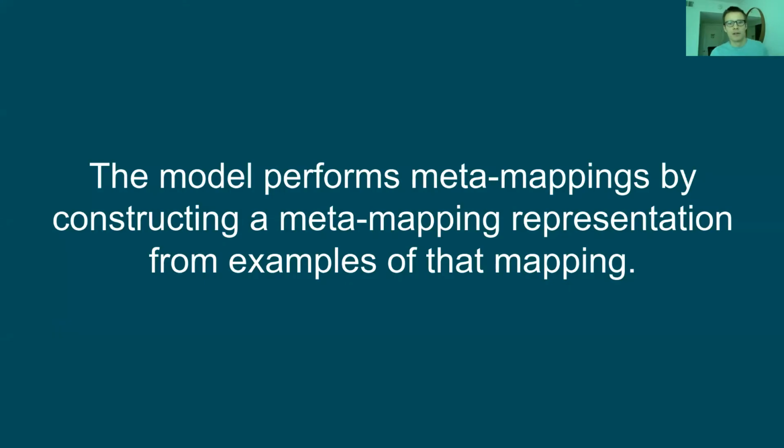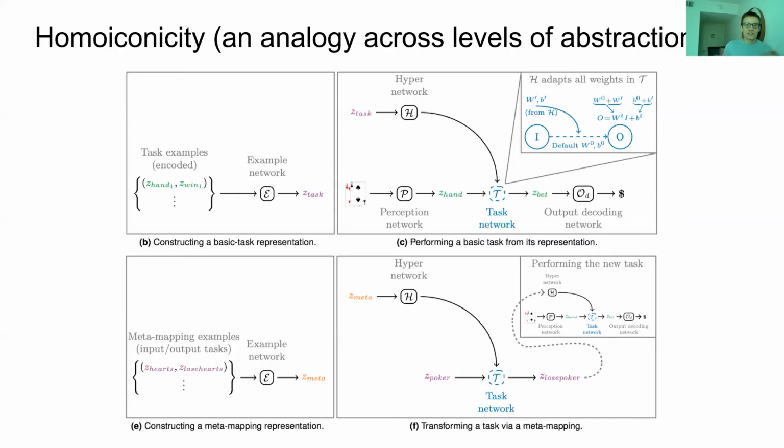Cool. So the model performs metamappings by constructing a metamapping representation from examples of that mapping. And if you'll notice, the way I described doing the basic tasks and the way I described doing the metamappings were pretty similar. That's not a coincidence. What I'd like to suggest is that there's actually an analogy across levels of abstraction between basic tasks and metamappings. They're both just functions from inputs to outputs that we're trying to generalize from examples. And so I'm using the same structure of networks for performing the basic tasks and for performing the metamappings.